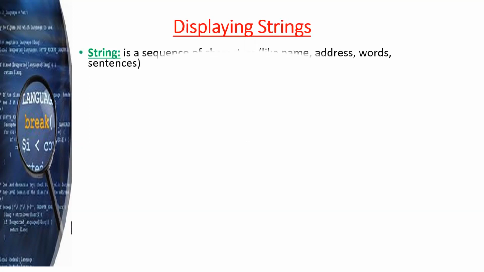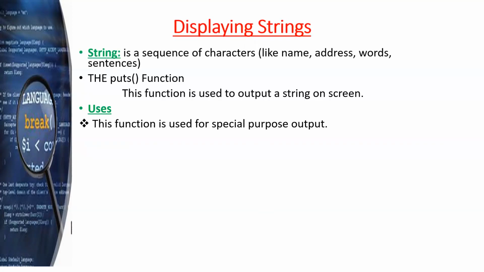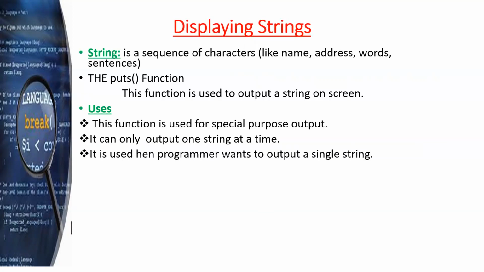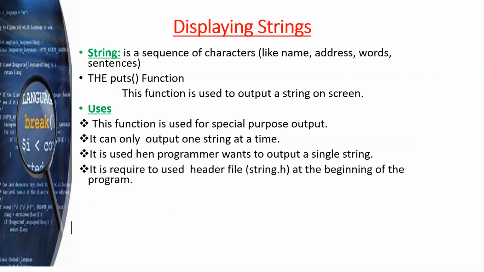Displaying strings. Uses of the puts function: this function is used for a special purpose. It can only output one string at a time. It is used when programmers want to output a single string. It is required to use the header file string.h at the beginning of the program, in the preprocessor directives. Syntax is puts(string).